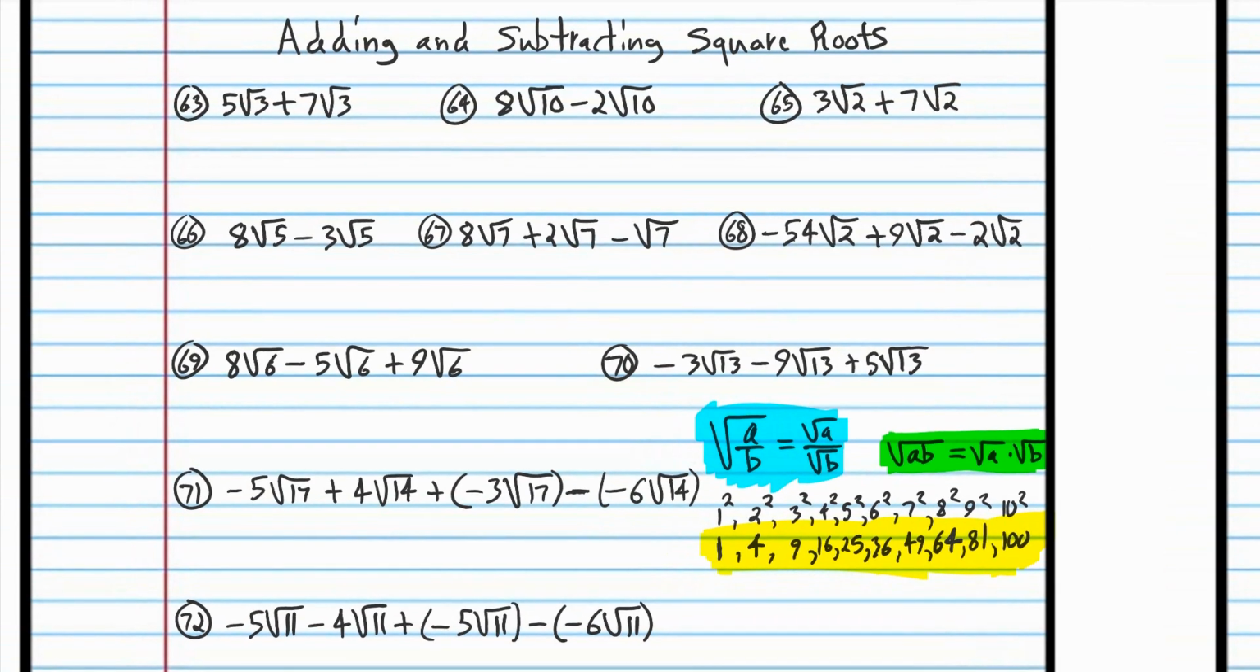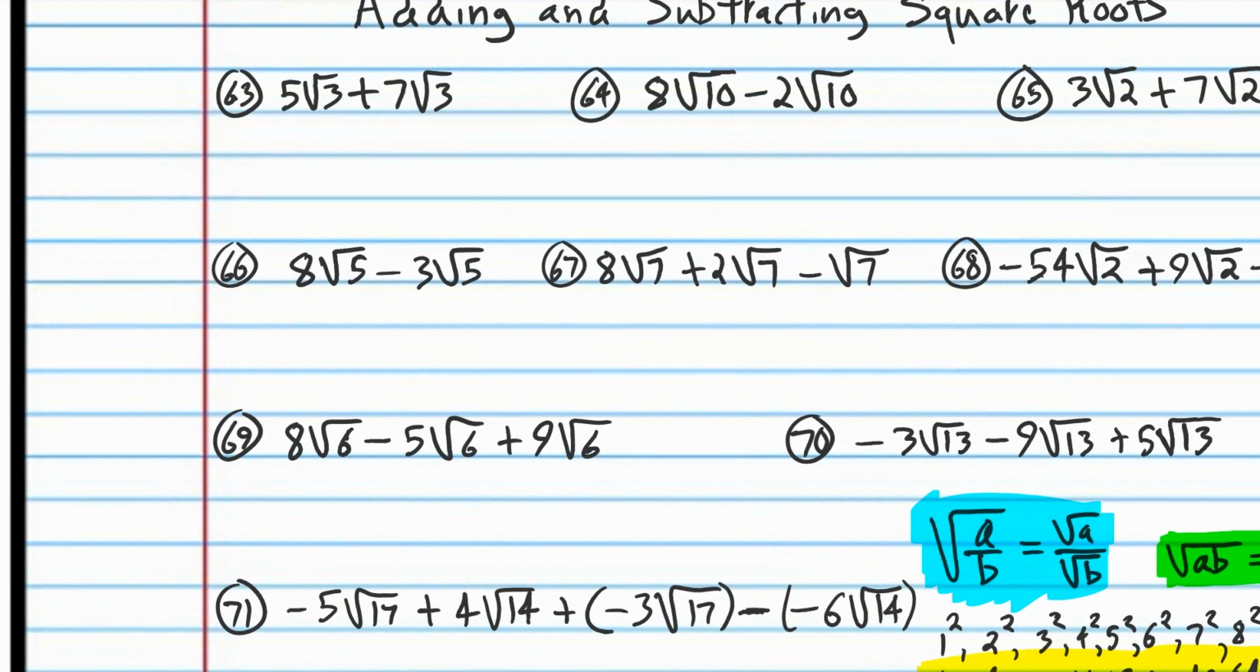So we have 5 root 3 plus 7 root 3. That's like saying 5 apples plus 7 apples. 5 apples plus 7 apples is how many apples? In other words, it's like saying 5x plus 7x. It's the same type of thing. That would be 12x. But instead of x, it's root 3. So 5 root 3 plus 7 root 3 is 12 root 3. So that's how you add roots.